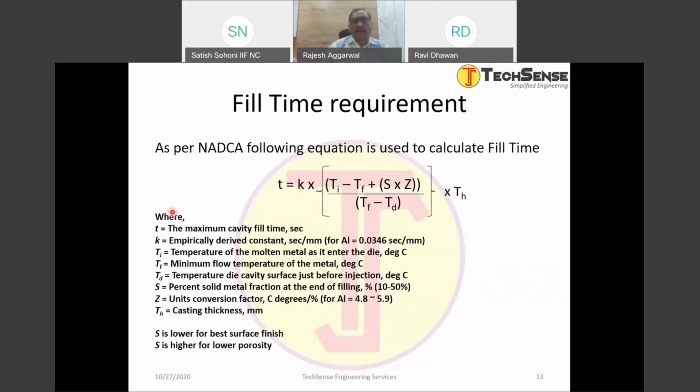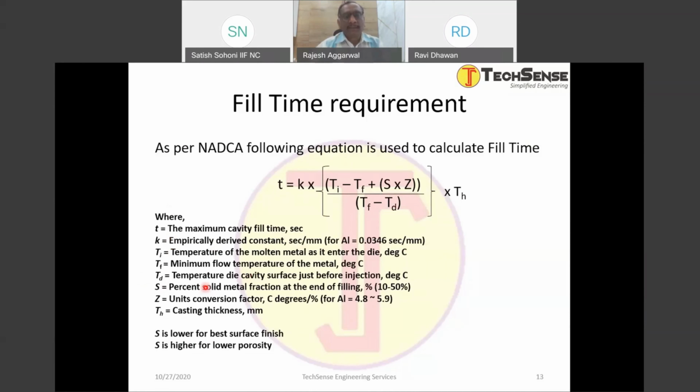Now, if you go through the formula, there we have some constants and some temperature values and some conversion factors, right? A is empirical derived constant. For aluminium, it is 0.0346 seconds per millimeter. Ti is the temperature of the molten metal as it enters the die. Tf is the minimum flow temperature of the metal. Td is the temperature of the die cavity surface just before injection. Means that is after the die is closed, after the spray.